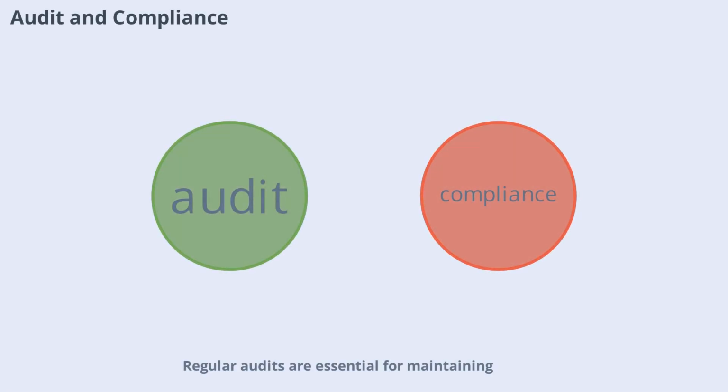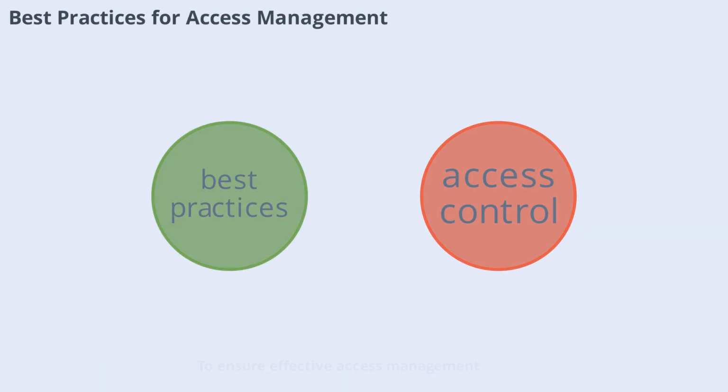Regular audits are essential for maintaining compliance with internal policies and external regulations. Auditing user and role activities helps identify potential issues, track changes, and demonstrate compliance to regulators. IBM systems provide robust reporting tools to support these efforts. To ensure effective access management, follow best practices such as regularly reviewing user lists, updating roles and permissions, and enforcing strong authentication. Document your processes and train staff to recognize the importance of access control. These steps help protect your organization from both internal and external threats.